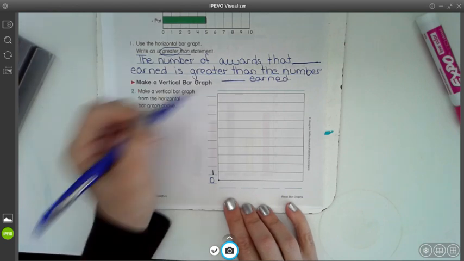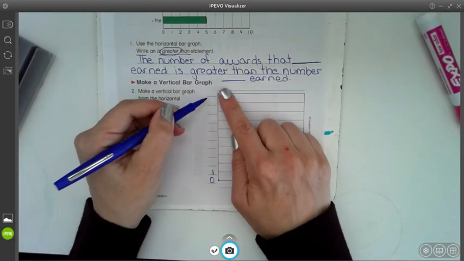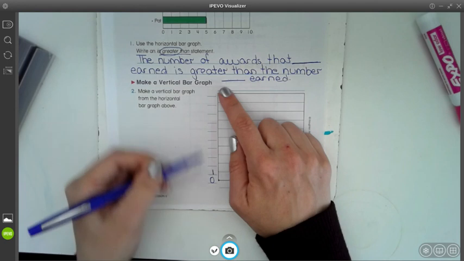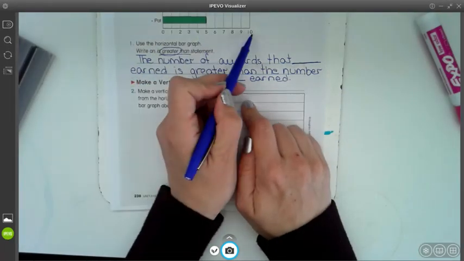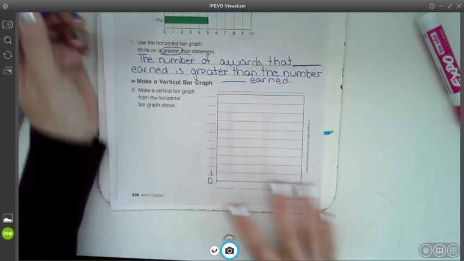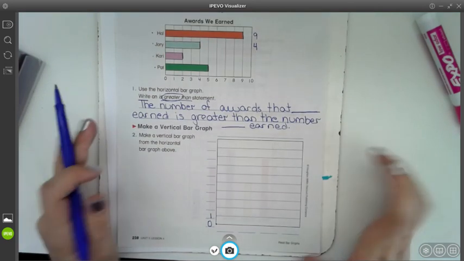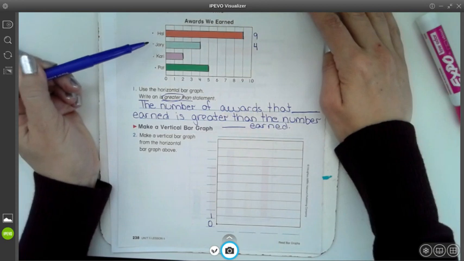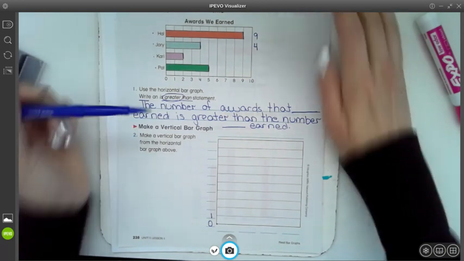Now here is where you're going to put those numbers, and if you didn't know that already, you could infer that by looking at the number of lines here, and you can see the data goes up to 10 here. And then we have 4 people in this data chart who earned awards, and that's Hal, Jory, Carrie, and Pat.